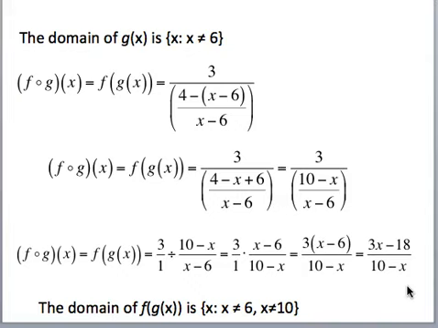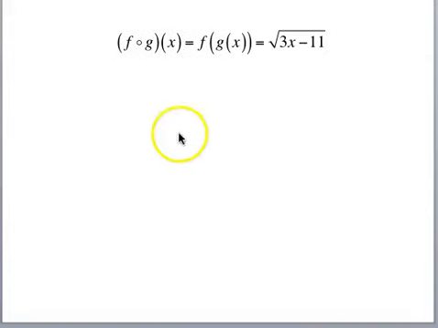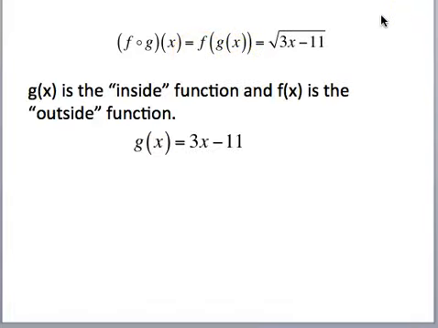Now, can we reverse this process? Can I give you a composition of functions and you can identify what is the inside function, what is the outside function? So if we're told that f of g of x is the square root of 3x minus 11, what is g? What is f? G is the inside function. G is 3x minus 11. F is the outside function. F would be the square root of x.